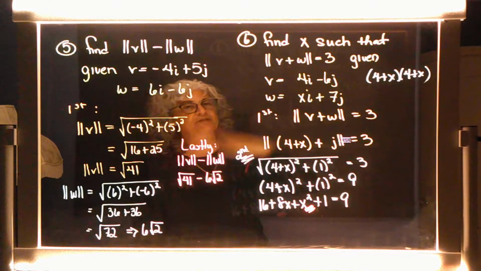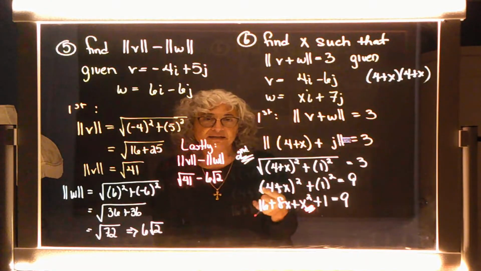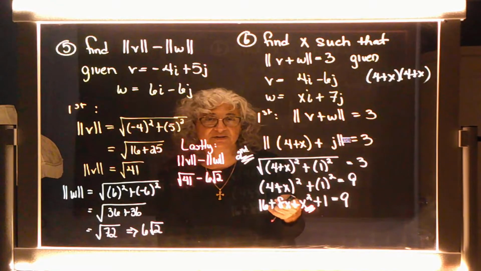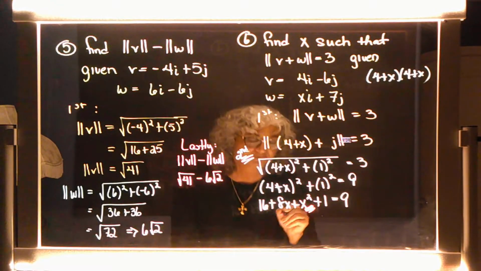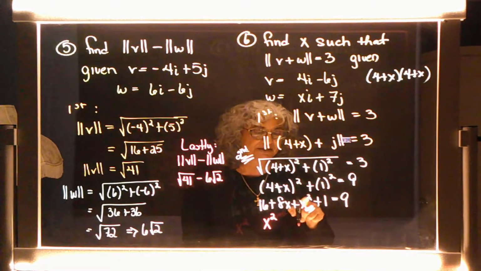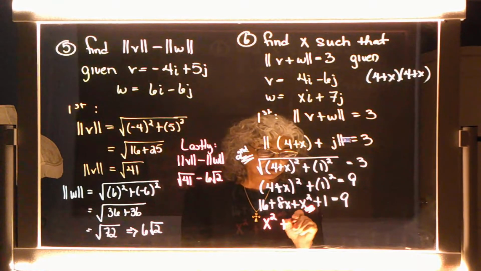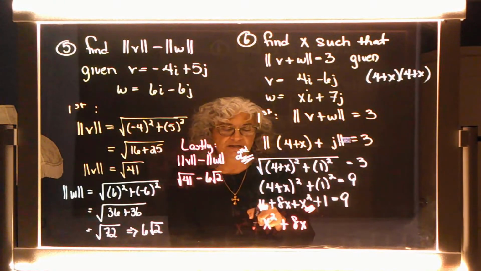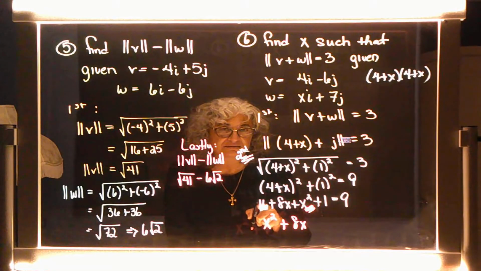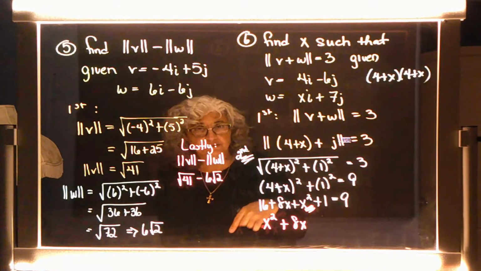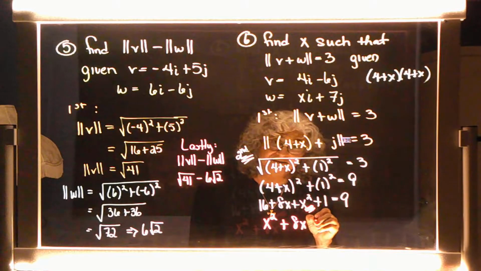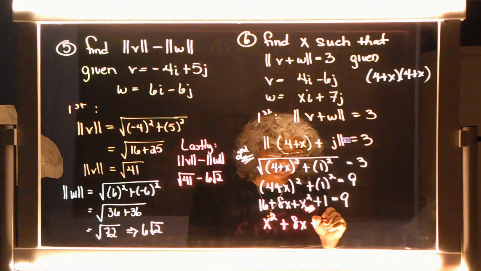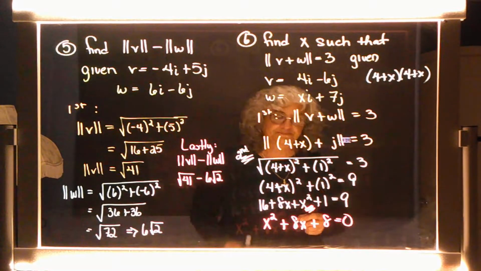Excellent. So I'm going to bring everything to the left side. Why? Because my x squared is positive on the left and I want to keep it positive. So I'm going to get x squared plus 8x. So let's see, 1 and 16 is 17. But then I'm going to minus the 9, right? So that's plus 8 equals 0.